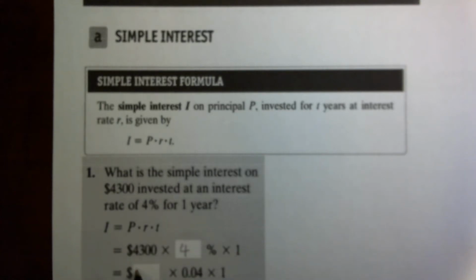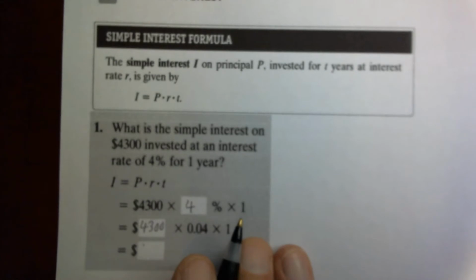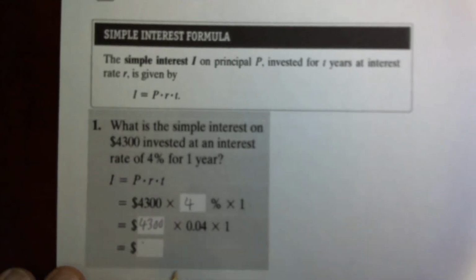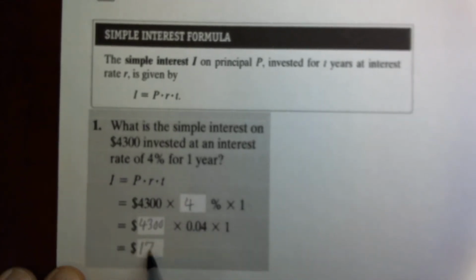So then it is 4,300, and 4% is 0.04 times 1, and that product is equal to 172. In other words, the simple interest for this amount, $4,300 at an interest rate of 4% for 1 year, equals $172.